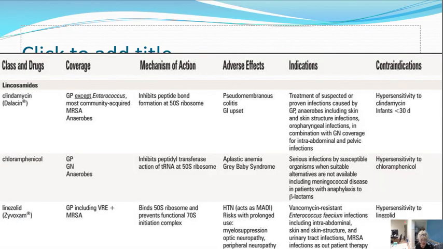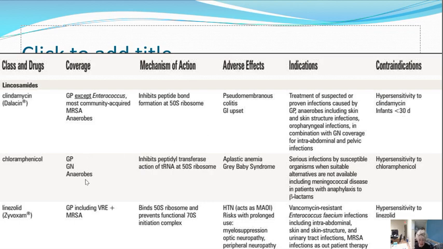This kind of goes over this table, and we can take a look at this. So this kind of breaks it down. Your clindamycin covers everything except enterococcus, mostly community-acquired pneumonia, MRSA, and other anaerobes. It inhibits the peptide bond formation of the 50S ribosomal subunit. Adverse effects are pseudomembranous colitis and GI upset. So here's your skin infections, contraindicated in hypersensitivity and infants.